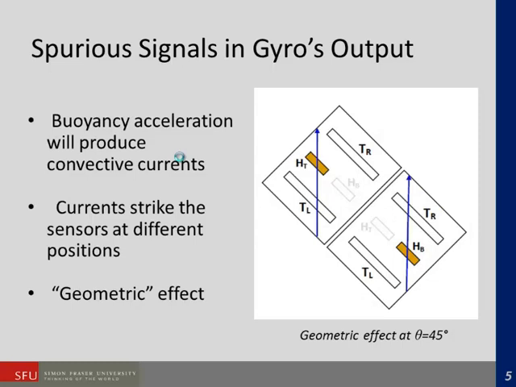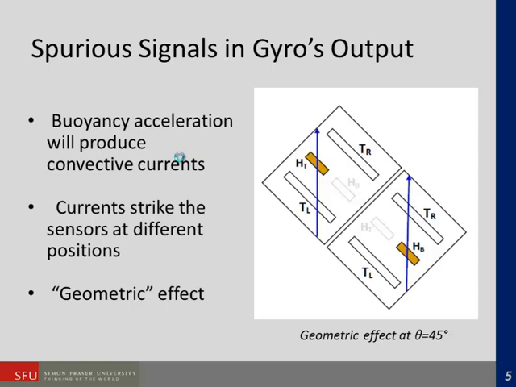If I want to explain that in a simple way, I decided to split the device in two, to show the position of the heaters, the top heater and bottom heater. We realize that the buoyancy of the heated gas creates convection currents, and the position of these currents is changed when the power is switched from one heater to the other one. So as a result, these convection currents will strike the sensors at different positions, and as a result, we get what we call a spurious signal in the output of our gyro. And we refer to this as the geometric effect.